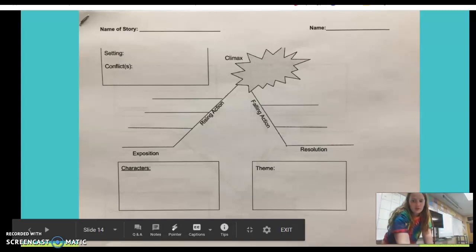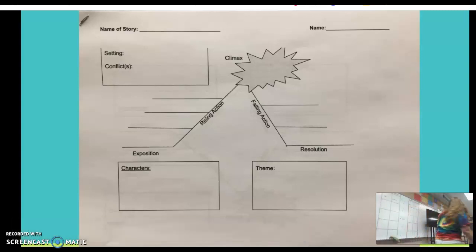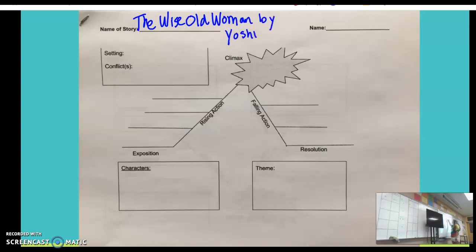So before we go on, let's just put the name of the story down. So we've got The Wise Old Woman by Yoshiko Uchida. I know I didn't write that down on the plot diagram. It doesn't say to do that, but I may ask at some point on a test or something. So it's good to have the author's name.